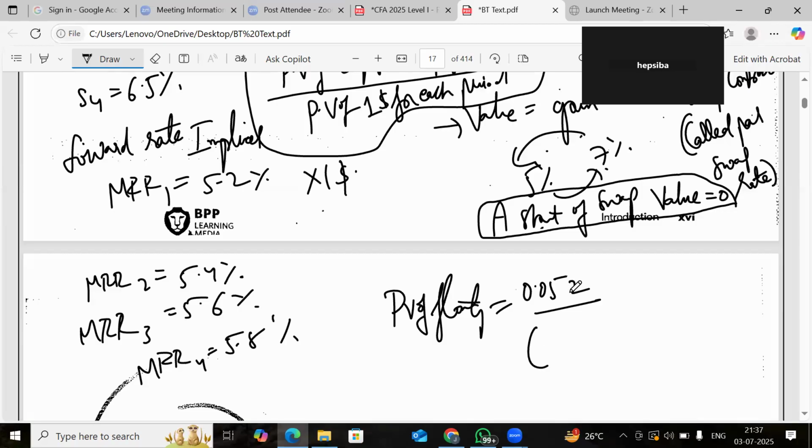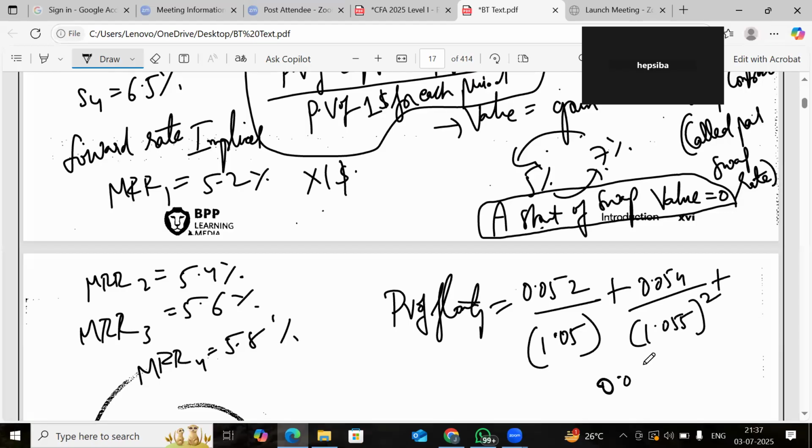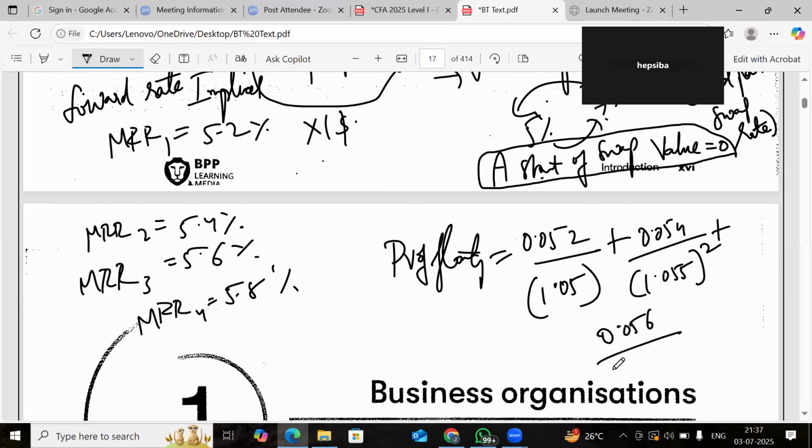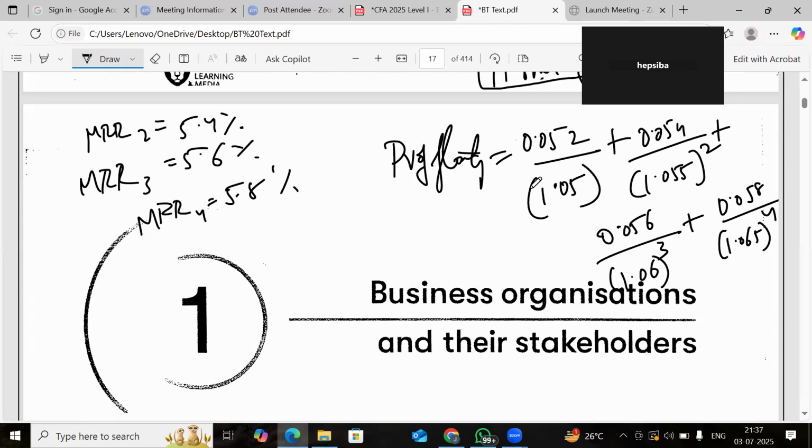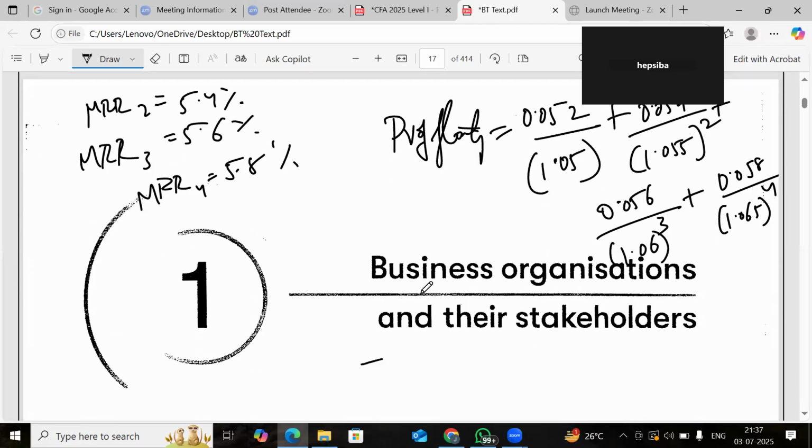This is your MRR1 in the formula. 1 plus 0.05 is 1.05. Correct? Second, 0.054 divided by 1.055 whole square, plus 0.056 divided by 1.06 whole cube. You have to do the calculation and tell me. So what is your calculation here? When I take up all this, I'll write the amounts.